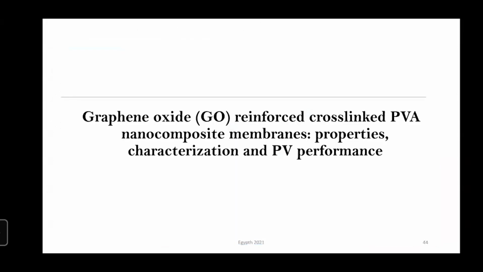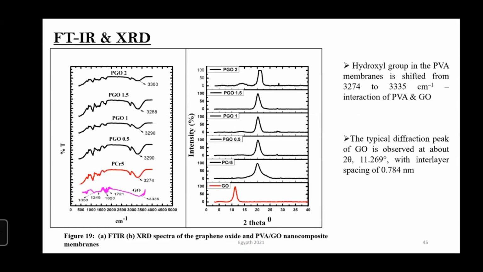Then another interesting material is graphene oxide. We used graphene oxide prepared from natural graphite, and this graphene oxide is hydrophilic. We chose graphene oxide because it is hydrophilic in nature. So a graphene oxide reinforced cross-linked PVA nanocomposite membrane is prepared, and they characterize this graphene oxide by using FTIR.